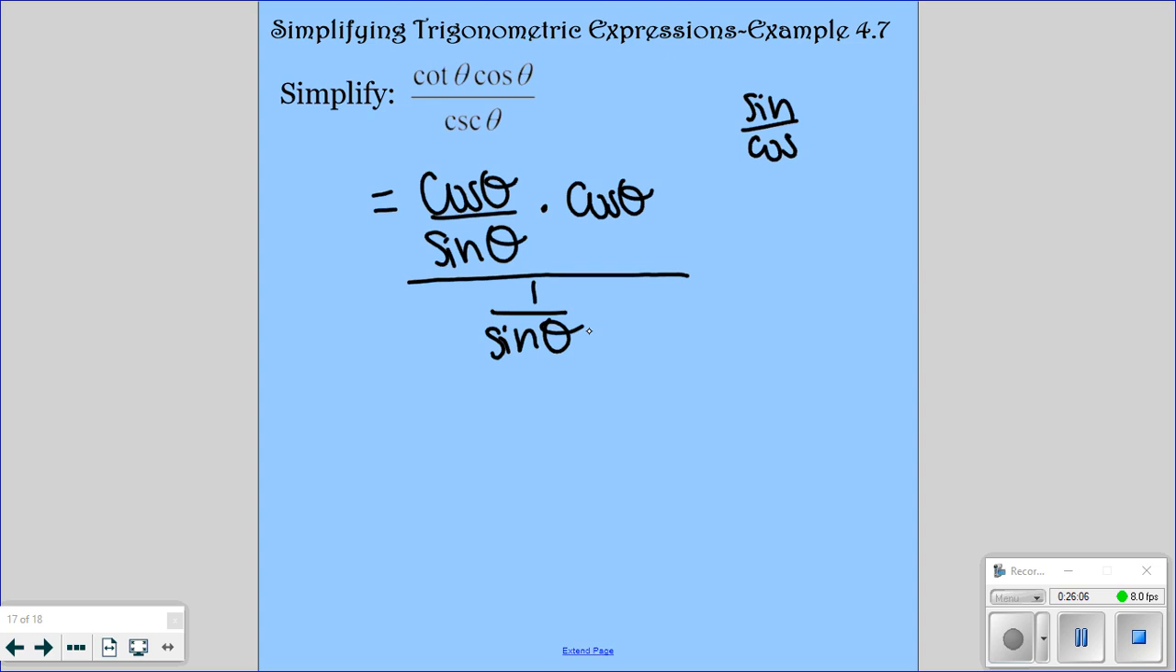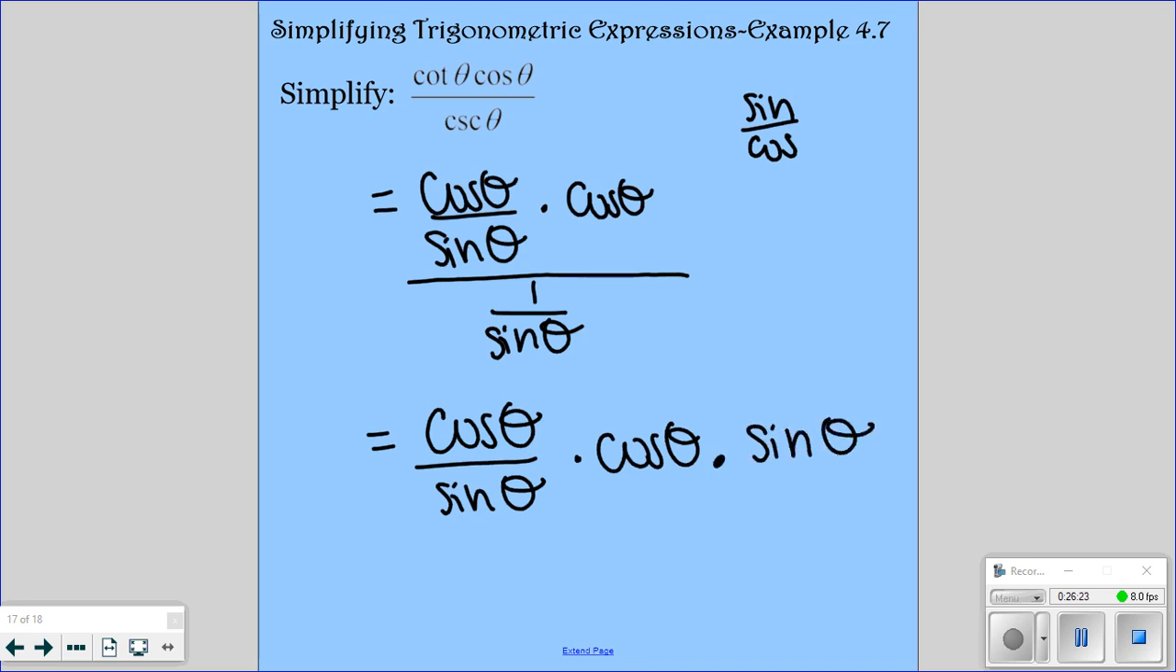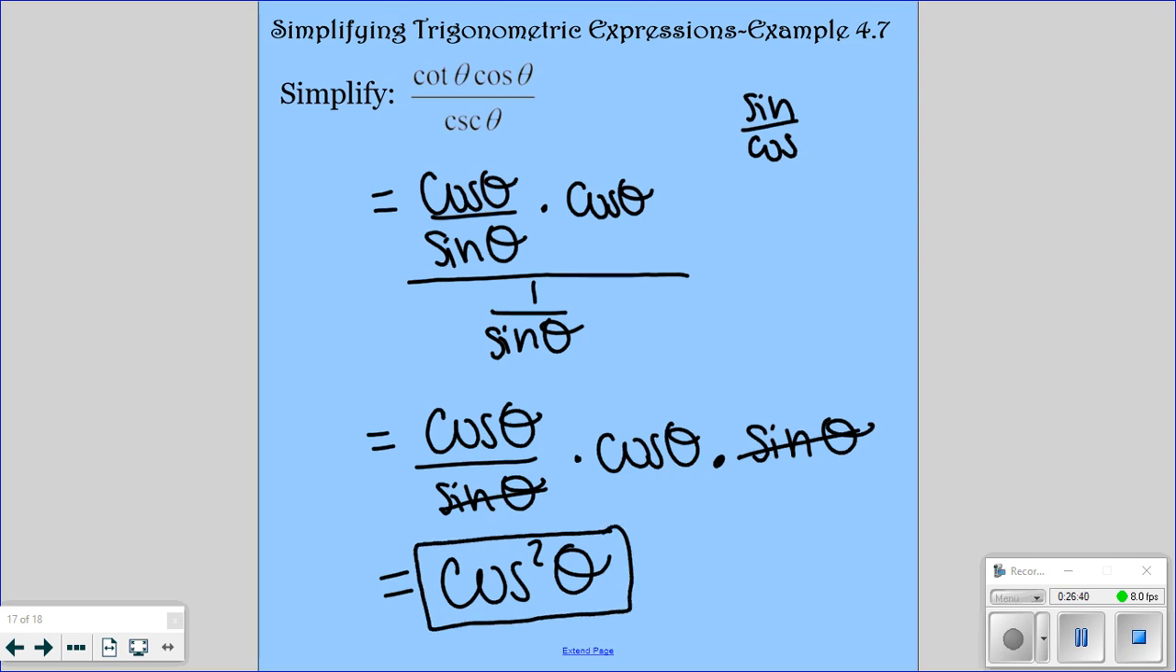However, instead of dividing by this fraction, I can multiply by the reciprocal. So I can make it cosine of theta over sine of theta times cosine of theta. And the reciprocal of 1 over sine of theta is just going to be sine of theta. And then if you look, this sine in the denominator cancels with that sine in the numerator. And then I have cosine times cosine, which is cosine squared. And so that's as simple as I can make that expression. So there's your answer right there.